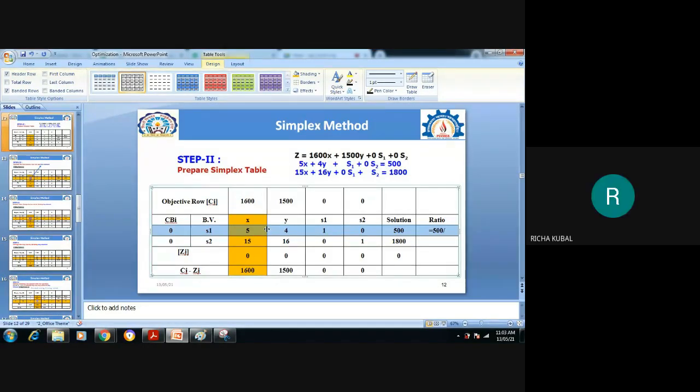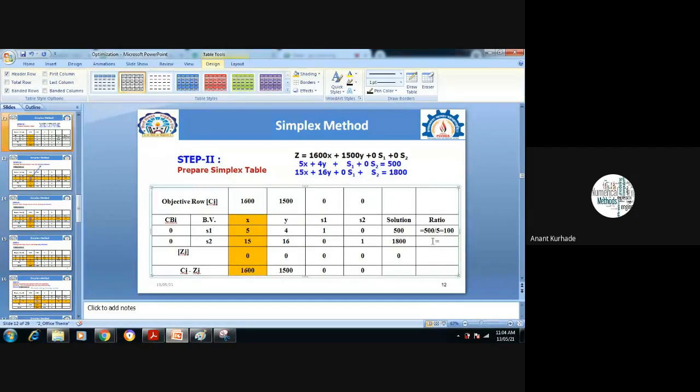So the ratio is the solution, 500, divided by that element from your key column, and it should be from the first row, because we are writing the ratio value for the first row. Here we have 5 in the key column, so 500 divided by 5. You can put here 100.